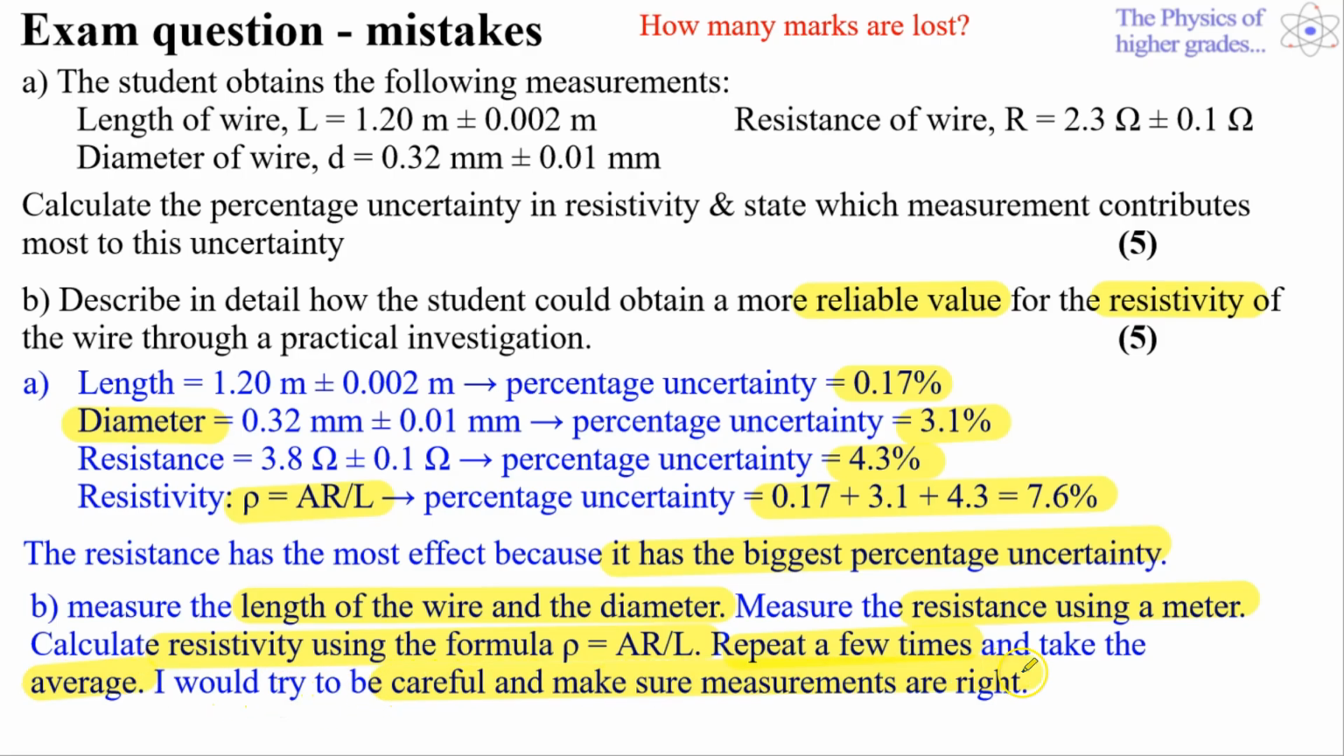Very often students write that, which is rather sweet, but that won't get any marks because they haven't specified precisely what they're going to do. So out of 5 marks, 1 or 2, possibly, they've missed a lot of information there. So yeah, that's not a good answer at all.